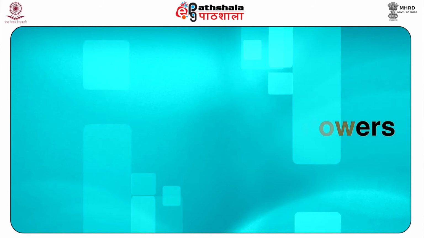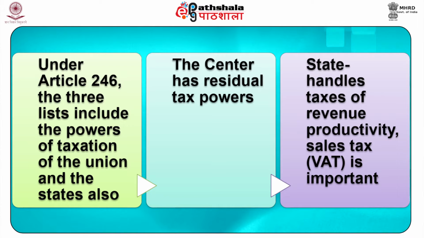Second, division of taxation powers. Under Article 246, the three lists include the power of taxation of the union and the states. Most broad-based and progressive tax handles have been assigned to the center. The center has residual tax powers. A number of tax handles have been assigned to the states as well, but from the viewpoint of revenue productivity, only the sales tax, known as VAT, is very important. The Constitution also recognizes that the states' tax powers are insufficient to meet their expenditure needs and therefore provides for the sharing of revenues from central taxes.